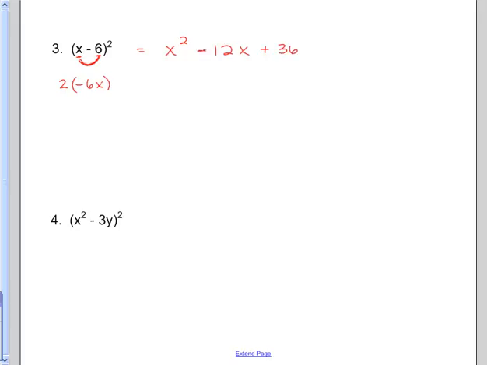The middle sign here is going to depend on what the sign is in the binomial. If it's a negative, then that sign would be a negative. If it's a positive, it'll be a positive.